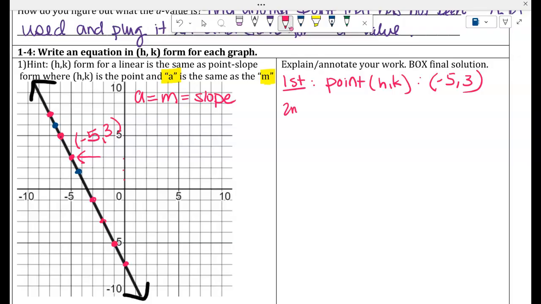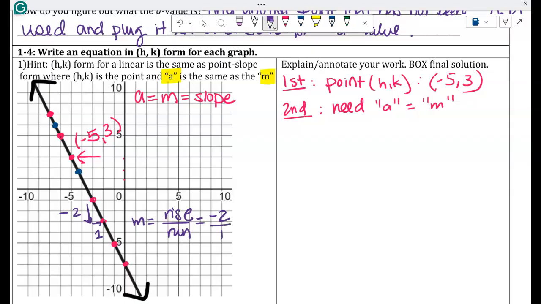Now, second, we would need a slope, okay? Need a, or that's the same thing as your slope. For this particular case, you can easily count, okay? So to go from one nice point to the other, we're going to go down 2 units and then to the right 1, okay? So when you go down, that's going to be a negative. So your slope is going to be rise over run. So that's going to happen to be -2 over 1, which is -2. So currently, our slope is going to be m equals, which is the same as a, -2.